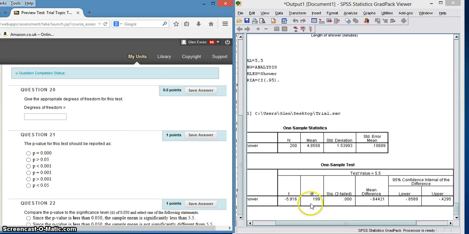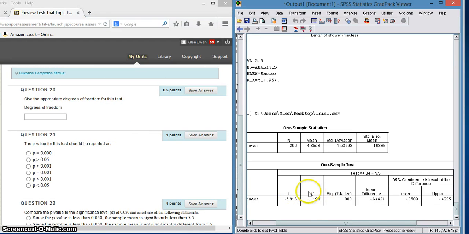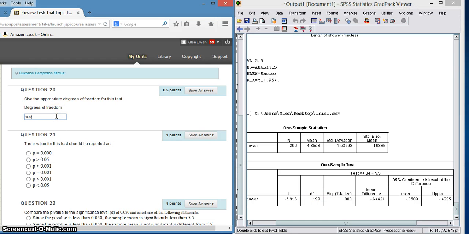Give the appropriate degrees of freedom. Okay, down here, the DF, degrees of freedom, 199. That's the number of people in your sample minus 1, because we've got one variable. Don't worry about that, we'll come up to that maybe later in the course, or if you go on and do more stats. Don't collapse now, but some people do go on and get that.